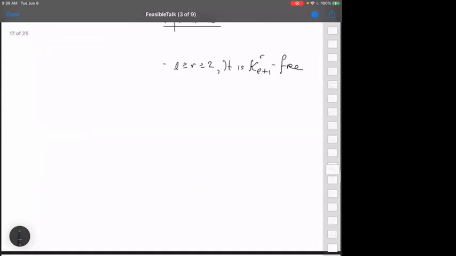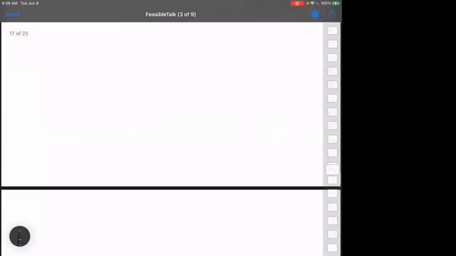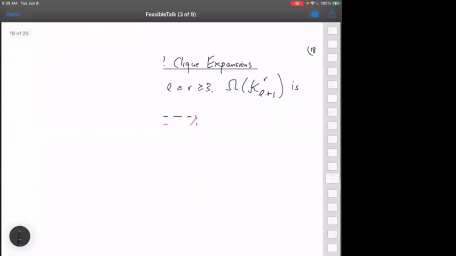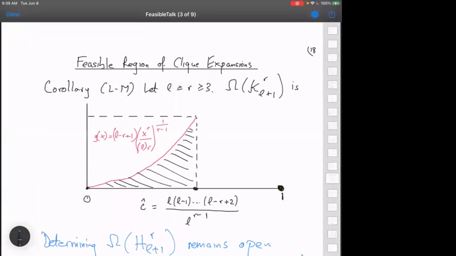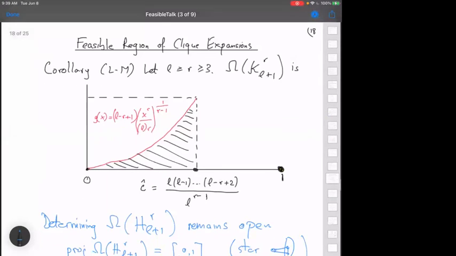I don't talk about the shadow, but I do want to briefly show you the feasible region, because I will get back to this. So all you have to know is that there's some family that's a generalization of cliques for hypergraphs. It's called K_{L+1}^R, and we managed to completely determine the feasible region. And this is the only hypergraph for which we know the feasible region. So that's something that's nice.